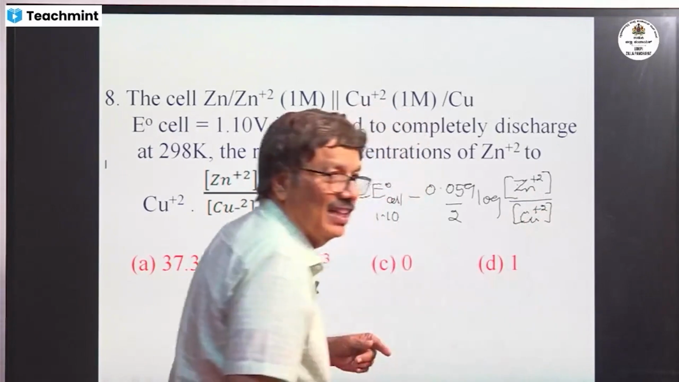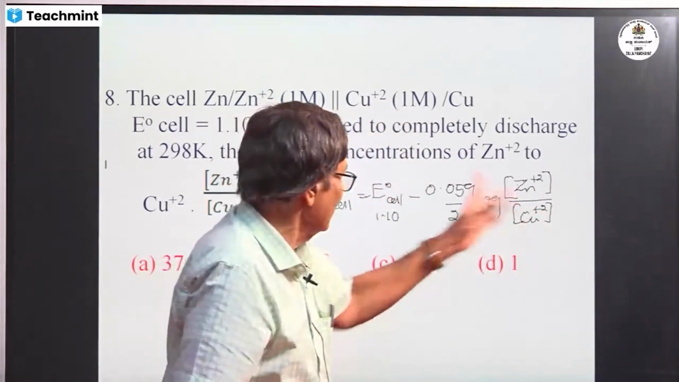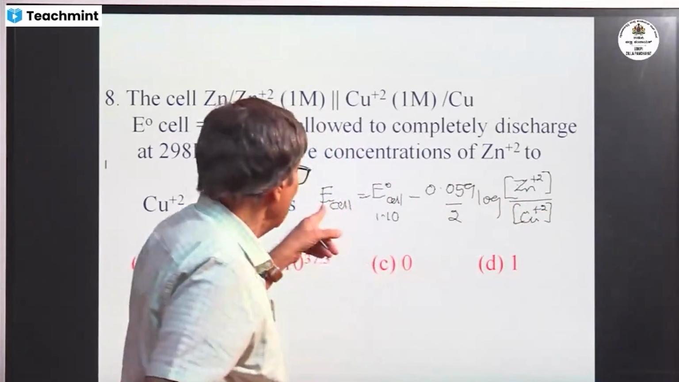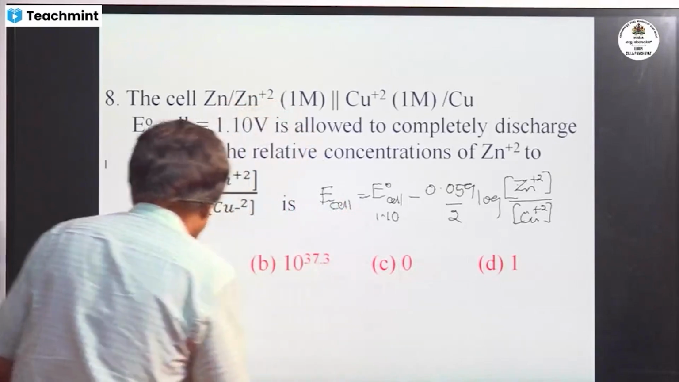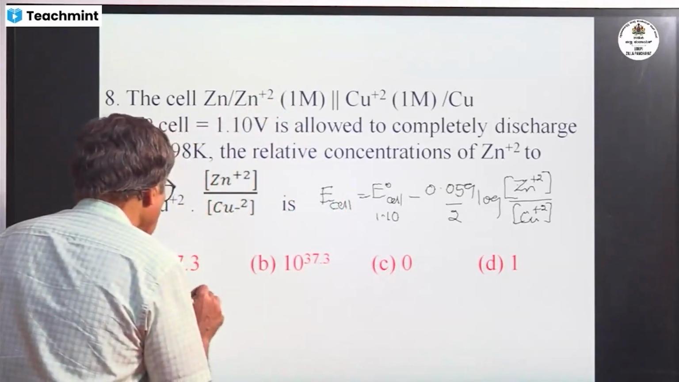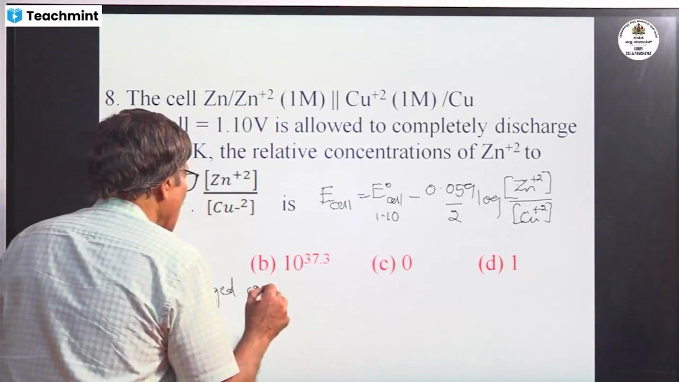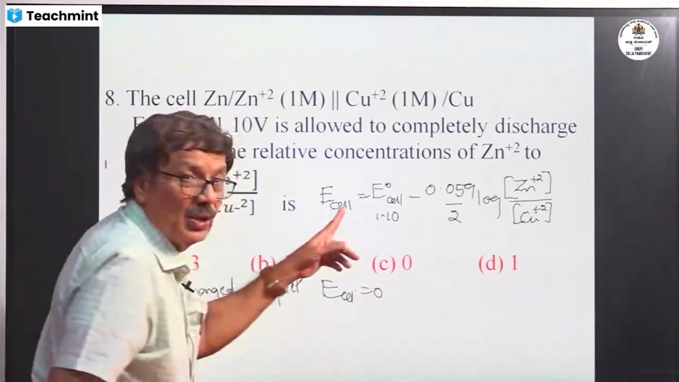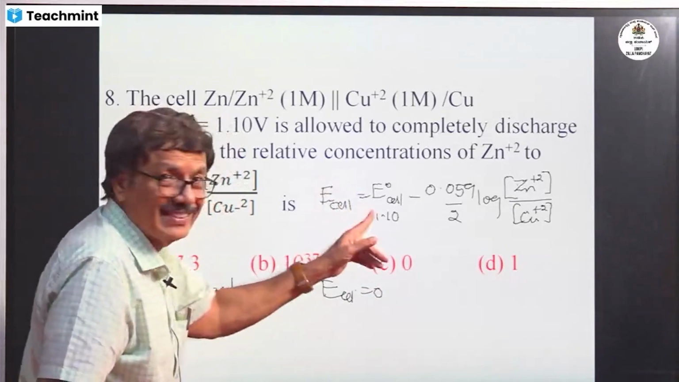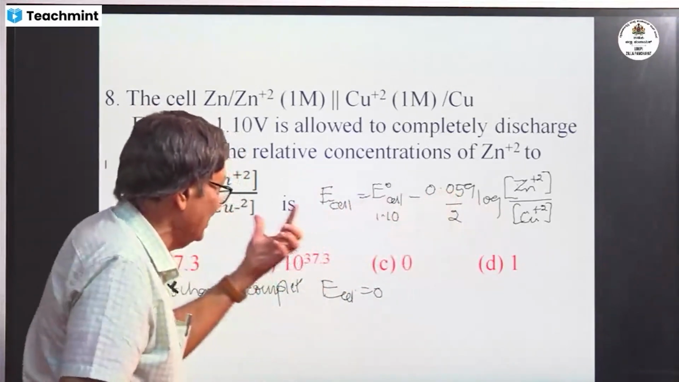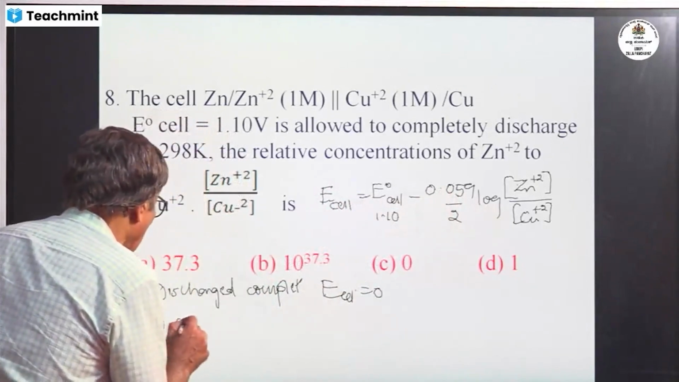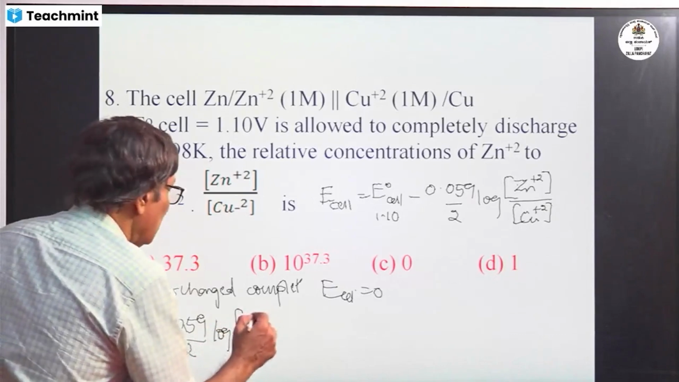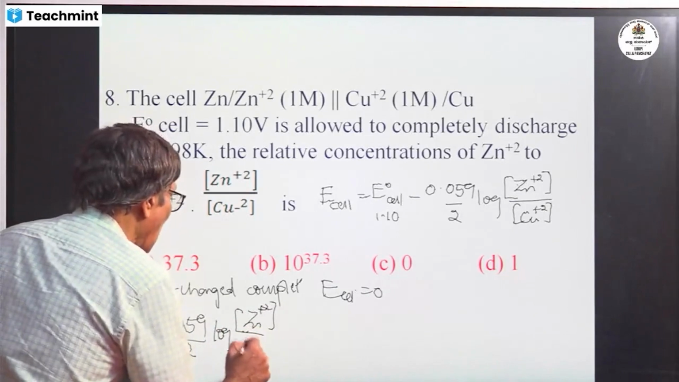In the net reaction, what appears on the right side, you must write it. Now, when the cell is discharged completely, E cell becomes 0. When E cell becomes 0, we will put that to this side. So 0.059 by 2 log to the base 10 of zinc ion to copper ion.